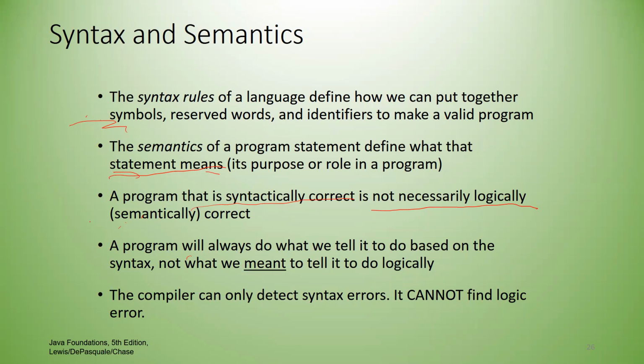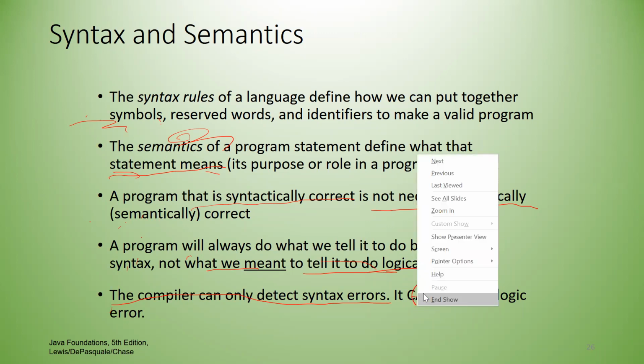So syntactically, it's correct. It will compile and run, but you meant to give me the sum, but you gave me the product. That is wrong. That's the difference between syntax and logic error. The compiler can only detect syntax errors. It cannot find logic errors. Okay, any questions?